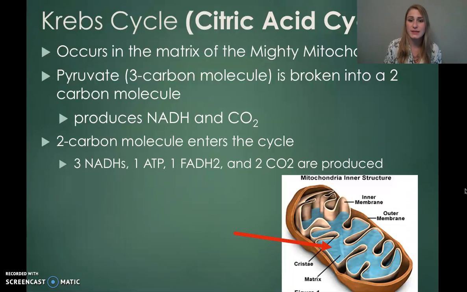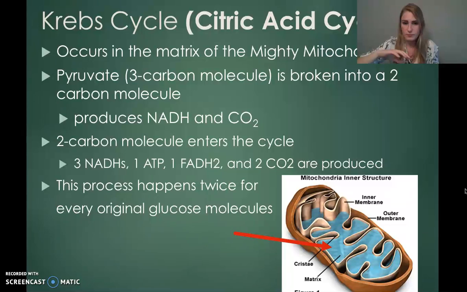Humans don't go through photosynthesis, so we release carbon dioxide during this portion of the cellular respiration process. Because we have 2 pyruvate molecules, these are going to happen 2 times for every 1 glucose molecule. So I have 1 glucose molecule, it gets split up, and then each pyruvate goes through the citric acid cycle.